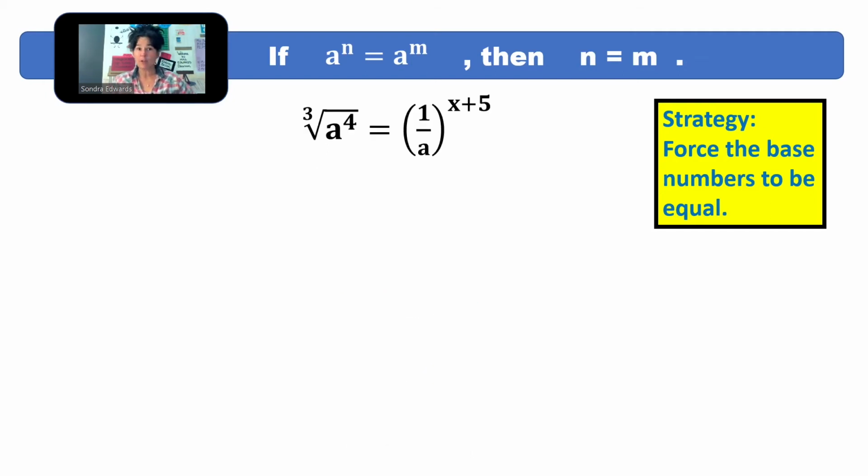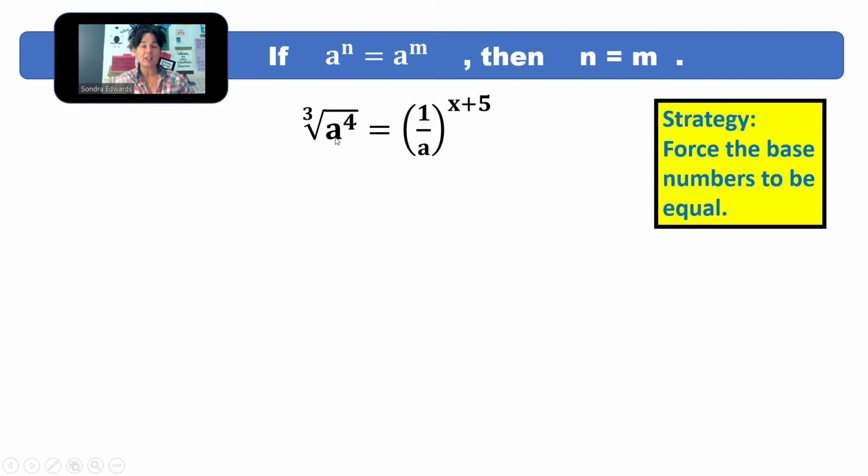In this example, to force the bases to be the same, we're going to need to be able to rewrite root form as exponential form. So the cube root of a to the 4th is a to the power of, and then that fraction gets created: the inside exponent over the outside index number.